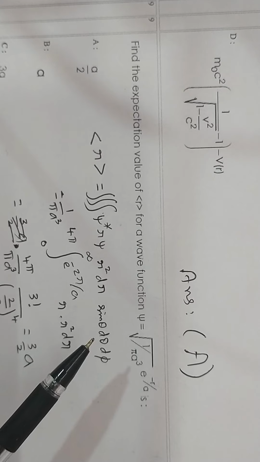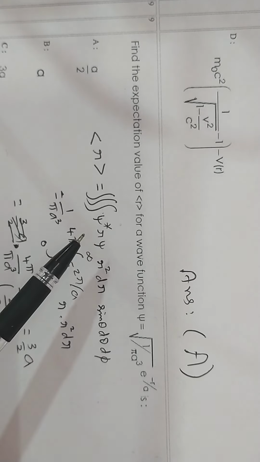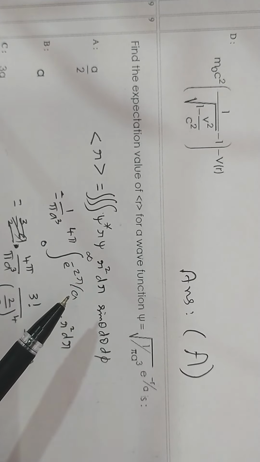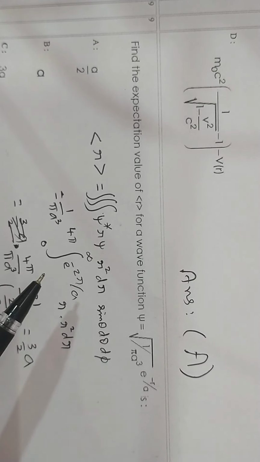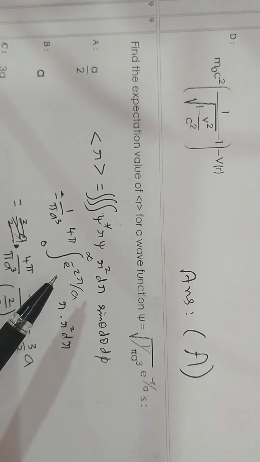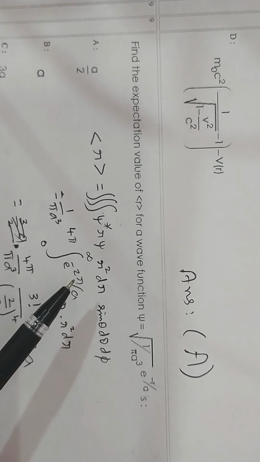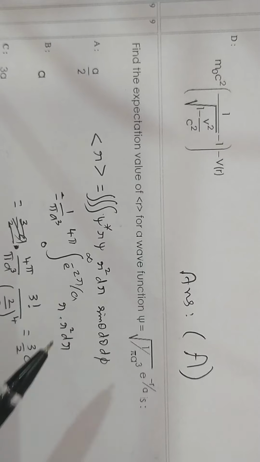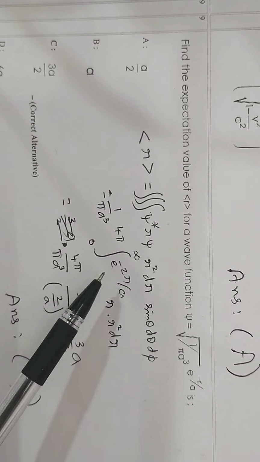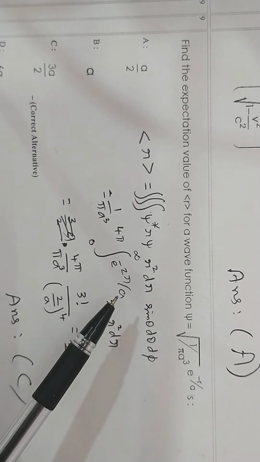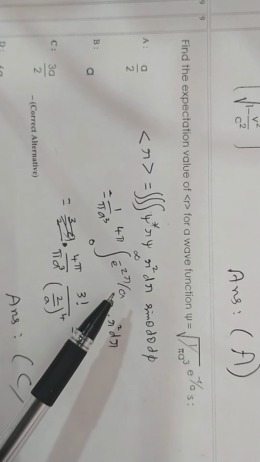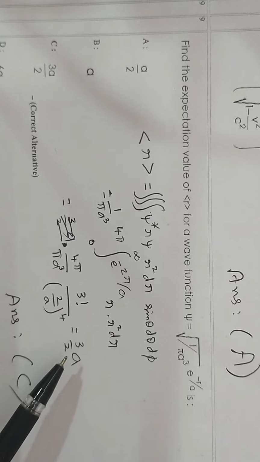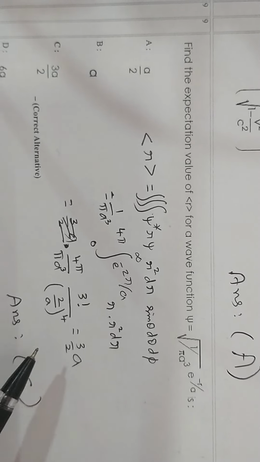So the integral over sin theta d theta d phi is equal to 4 pi. So you can write down 4 pi, because this is an r integral, and you take only the radial part alone, 0 to infinity e power minus 2r by a, r cube dr. Now this integral can be evaluated because this is a standard integral. Once you evaluate this integral, you will get the expression 3a by 2. So option C is the correct answer.